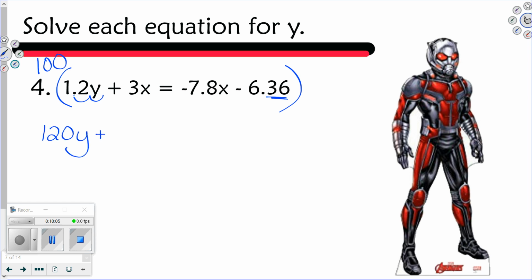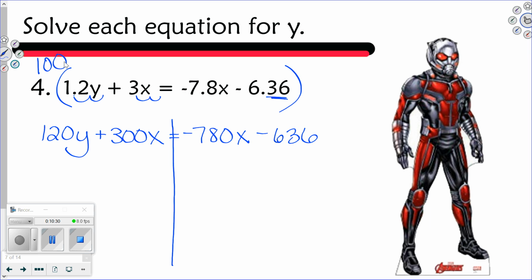120y plus 300x, negative 780x, 636. If you guys are comfortable clearing fractions and clearing decimals, it makes things so much easier as the semester goes on. Good. All right, from here, again, I'm trying to get y by itself.